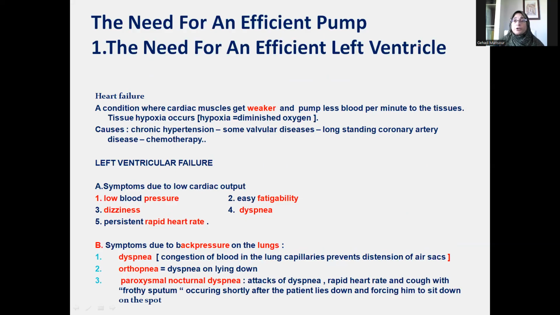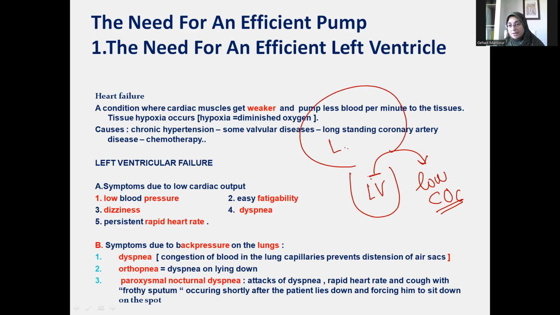Of course, left ventricular failure and right ventricular failure and their clinical picture is very important. If the patient has left ventricular failure, then there will be symptoms due to low cardiac output, like low blood pressure, fatigue, dizziness, and there would be failure of pumping all the blood, and therefore some blood will stay in the left atrium, and therefore there would be back pressure on the lungs that would cause orthopnea, meaning that when the patient lies down, he has dyspnea.